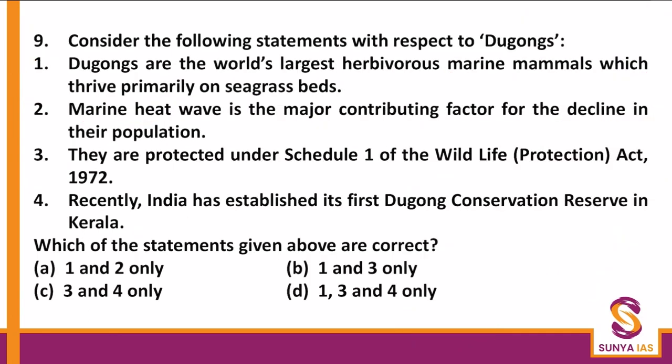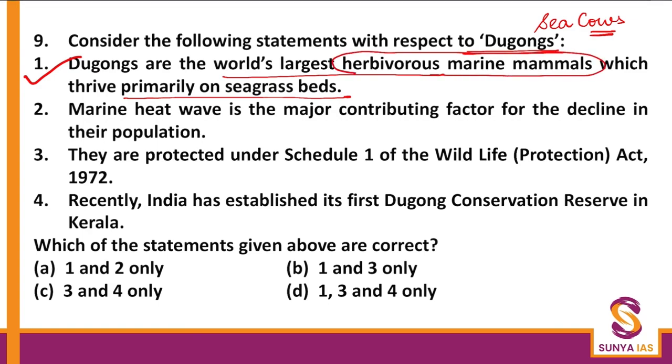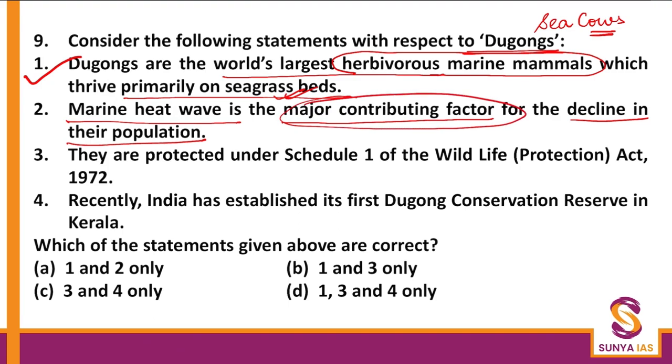Question number 9. Consider the following statements with respect to dugongs. They are also called sea cows. Statement number 1. Dugongs are the world's largest herbivorous marine mammals, which thrive primarily on seagrass beds. Correct. Statement 2. Marine heat wave is the major contributing factor for the decline in the population. No class. It is not the major contributing factor. It can be one of the factors, but not the major. These are called the tail words that UPSC also uses in the examination. Rather, habitat loss is the major reason. Because of poaching, because of hunting, this is the issue with the declining population of dugongs.